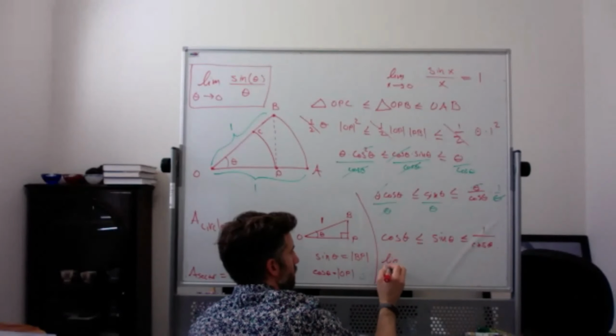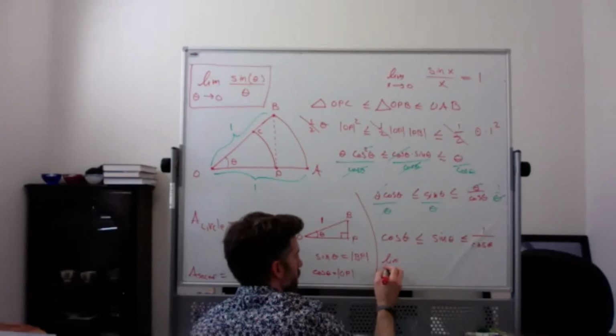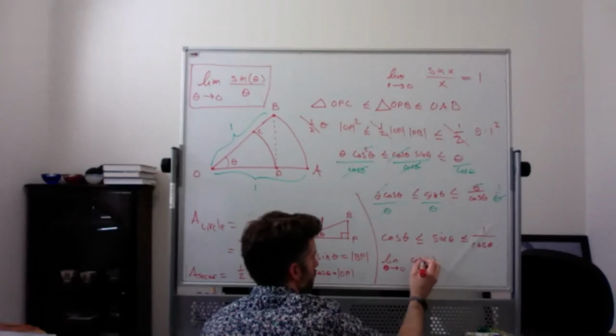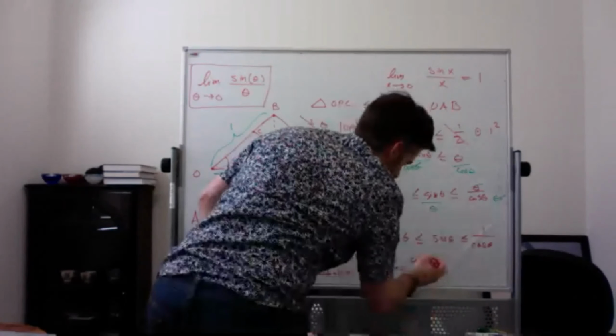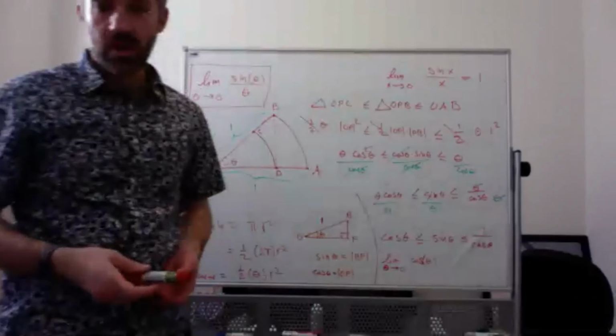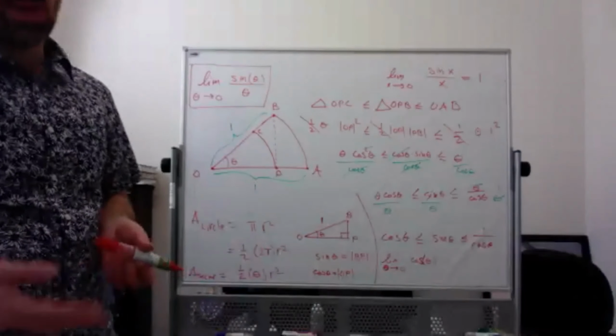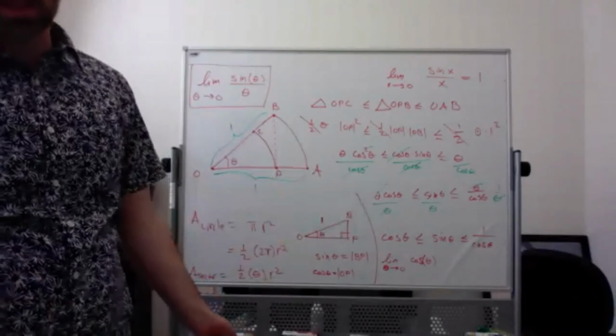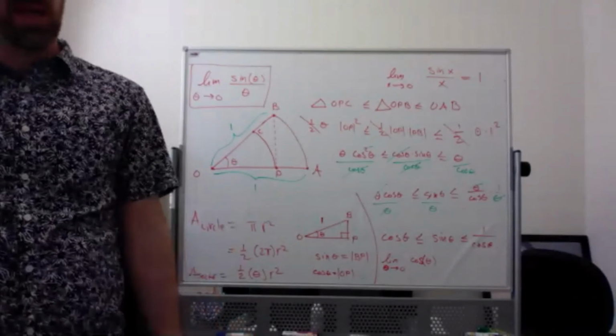What's the limit as theta goes to 0 of cosine of theta? Well, again, when you're finding a limit, you can just plug in what you're approaching as long as it exists. So if I plug in 0, what's cosine of 0?